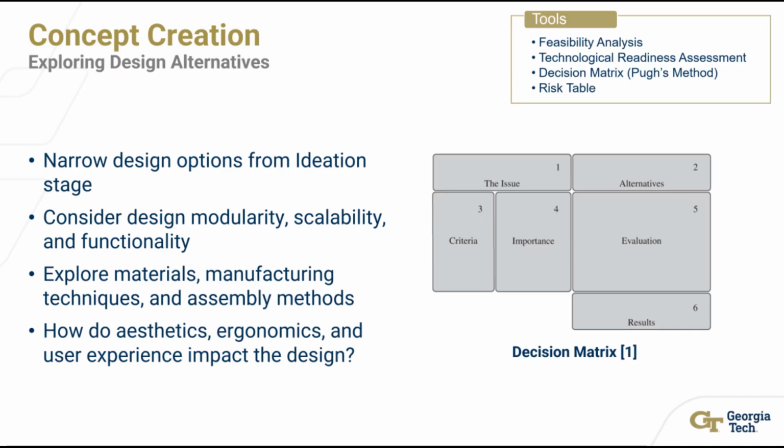For exploring these design alternatives, as I mentioned previously, you can use a feasibility analysis, technological readiness assessment, design matrix or Pugh's method, and a risk table. And here we have an example of a decision matrix that can be used to evaluate the many design approaches or options we created earlier and start whittling them down into a select handful of feasible designs that we can use for our final product.